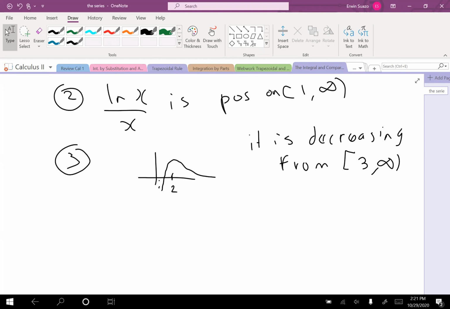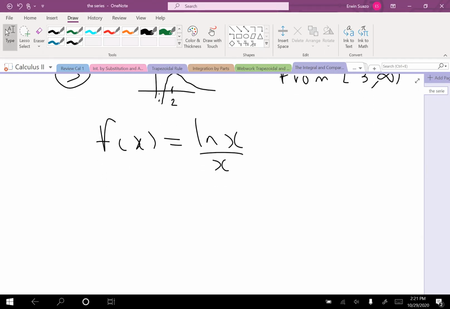We can prove it, so let's prove it. So f of x is ln of x divided by x. This is what I mean, that you can do better than your calculator. The calculator doesn't tell you where your function is decreasing. This is going to show you exactly where it's decreasing. So how can I see that the function is decreasing? How did we do it last time? With the derivatives, right.